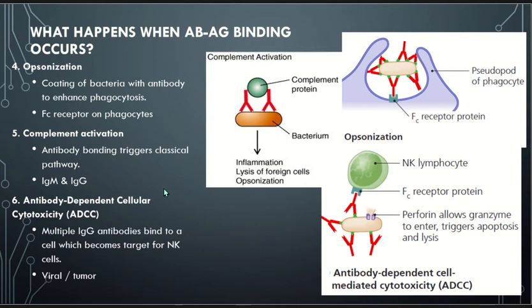So antigen-antibody binding can also activate complement pathways. In the case of IgM and IgG, that can activate our classical pathway. And for some of the others, we can also activate the alternative pathway or the lectin pathway.